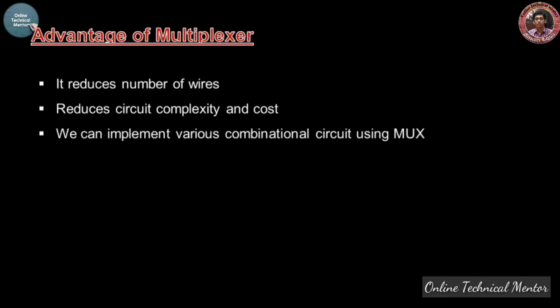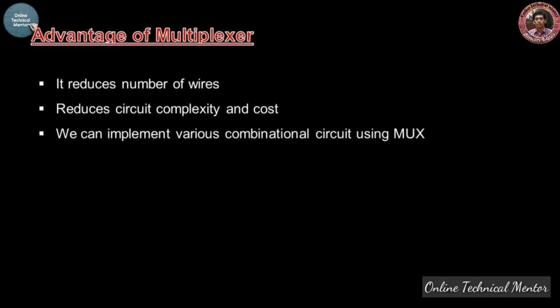Now let's see what are the advantages of the multiplexer. First, I have written that it reduces the number of wires. Multiplexer falls under MSI, medium scale integration circuits. So it is an IC which is available in the market. You can design combinational circuits like half adder, subtractor, etc. with this multiplexer only. If you want to design a combinational circuit with simple gates, it requires a large number of gates and wire connections also. So if you use a multiplexer, the number of gates as well as the number of connections or wires will be reduced drastically.